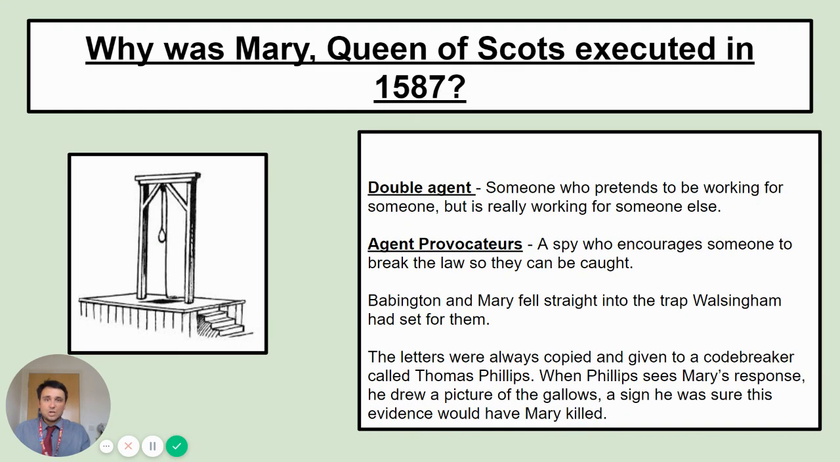But Walsingham has planned for this, because Walsingham has got code breakers in England. One of the ones he used was a chap called Thomas Phillips, who basically was able to crack the codes, and he was able to work out that Mary was writing to say, yes, get rid of Elizabeth. She was giving advice to the plotters on how to do it. Thomas Phillips is so sure that this evidence will get Mary, Queen of Scots, killed that he draws a little gallows like you can see here, saying she's going to be hung, we're going to kill her.